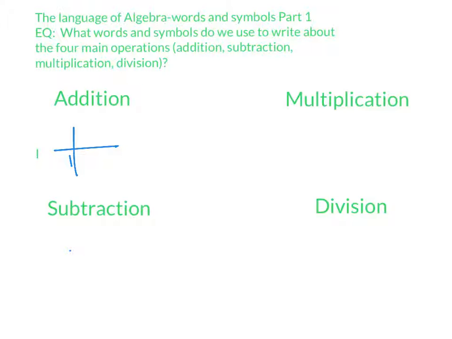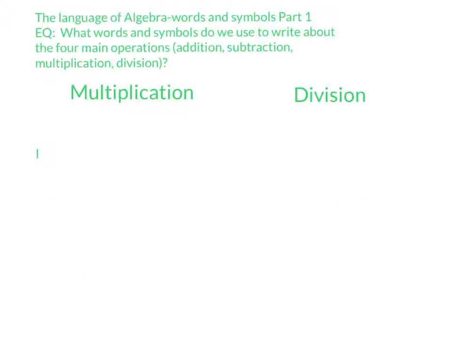Subtraction only has one symbol, which is the subtraction sign, which has more than one meaning. We'll talk about that later. It also means opposite and negative. So this symbol has lots of other meanings as well, but it does mean to subtract or take away. Multiplication and division are such big deals that I'm going to go ahead and have them on their own slide.